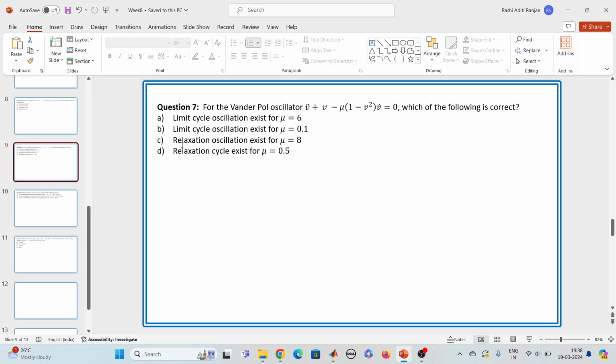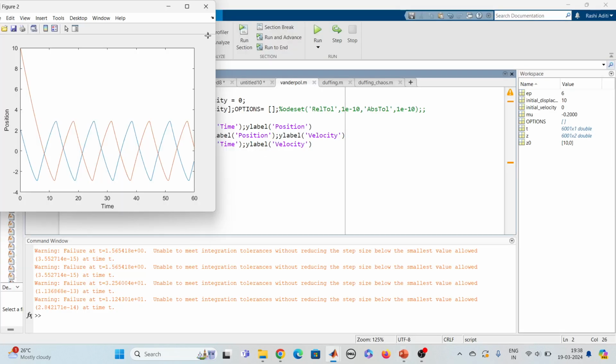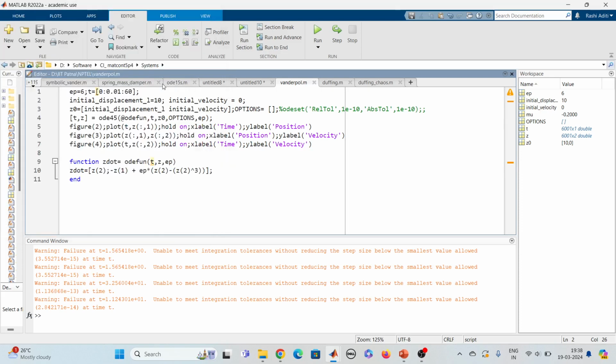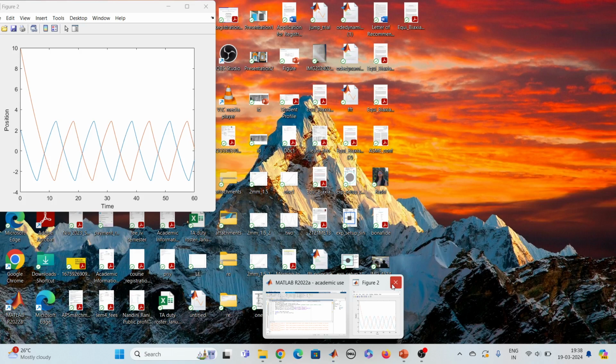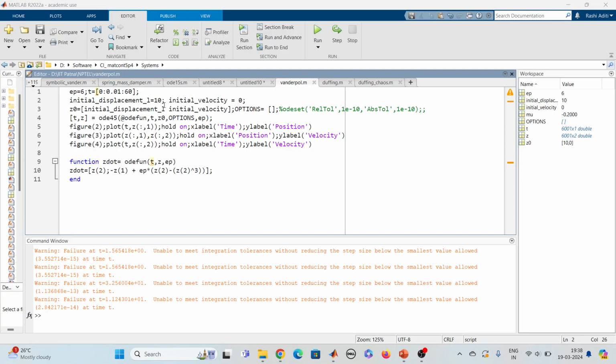Your first option says that limit cycle oscillation exists for mu 6. This is not correct. So limit cycle oscillation exists for mu equals 0.1. Let us see. Let us change mu to 0.1. Now let us simulate, see what happens.